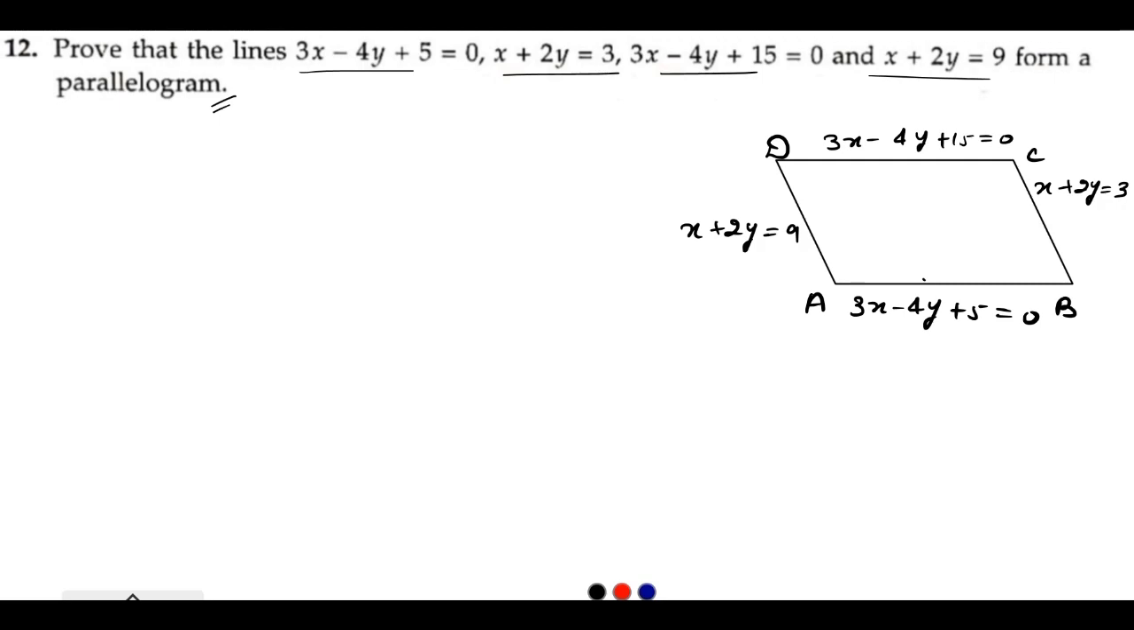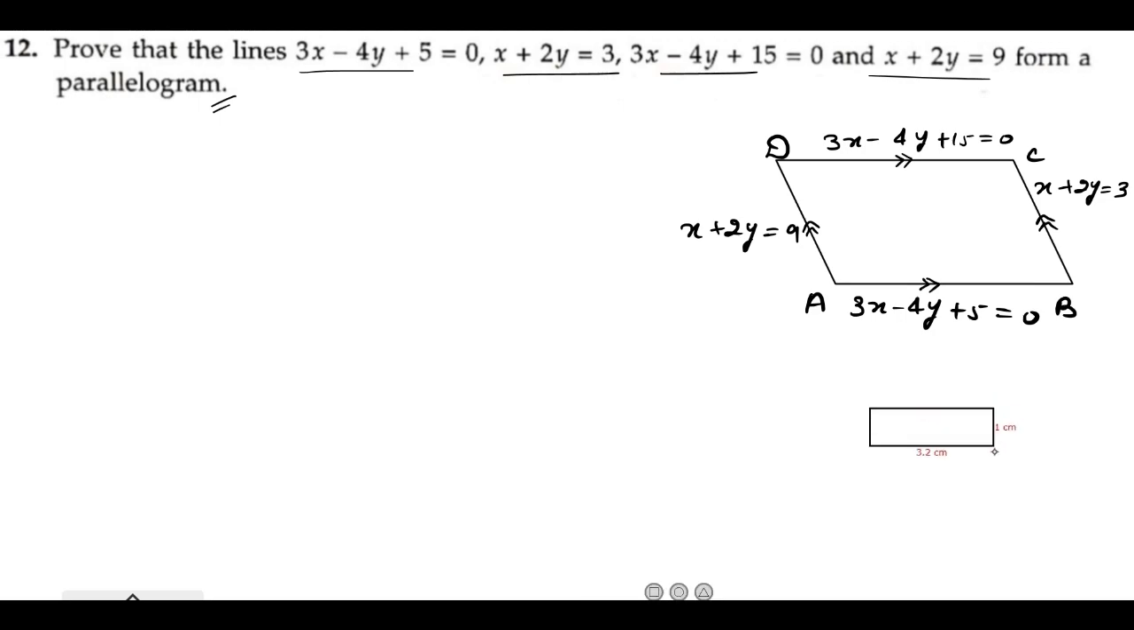Now we have to prove opposite sides are parallel, meaning AB is parallel to DC and BC is parallel to AD. For this, we have to prove the slope of DC is equal to the slope of AB and the slope of BC is equal to the slope of AD.